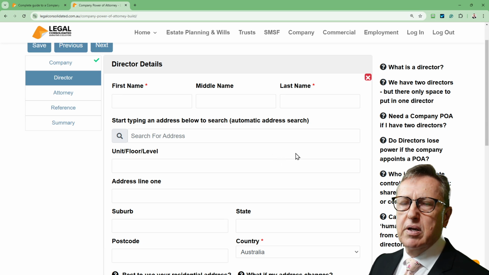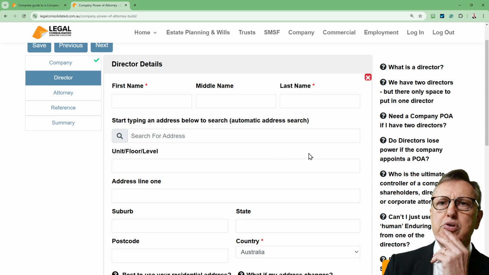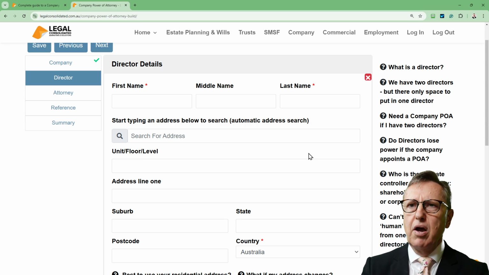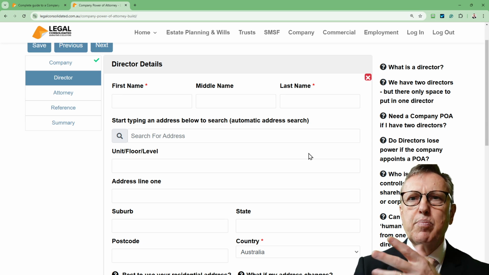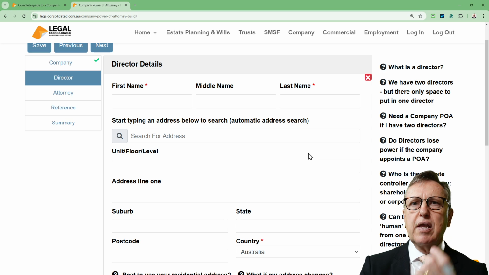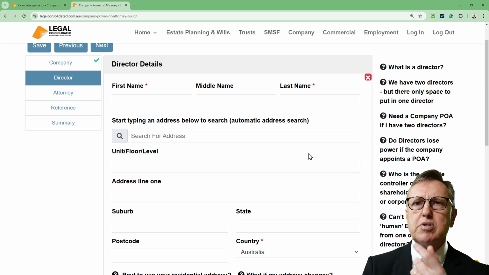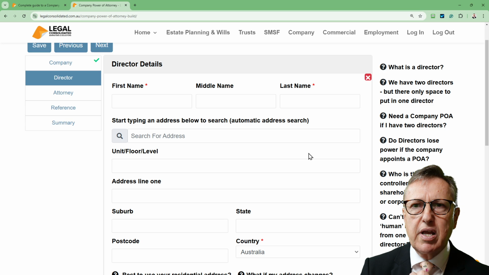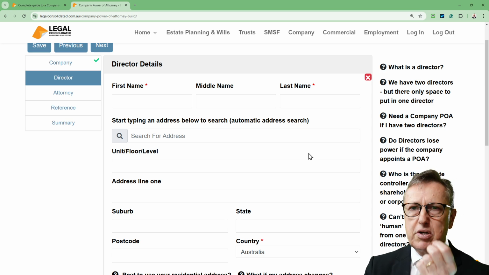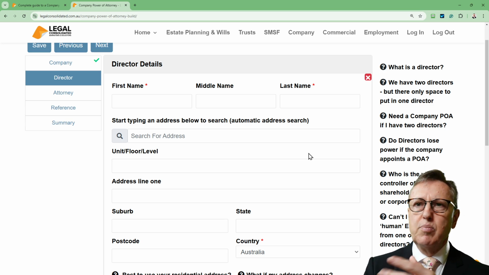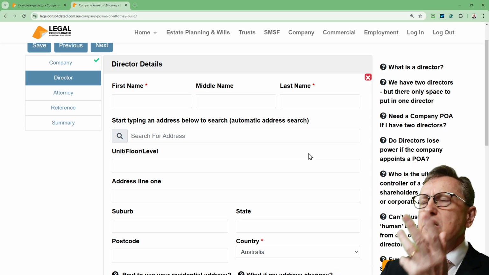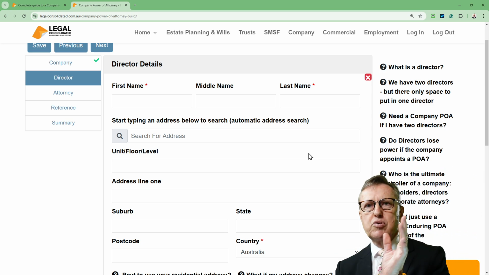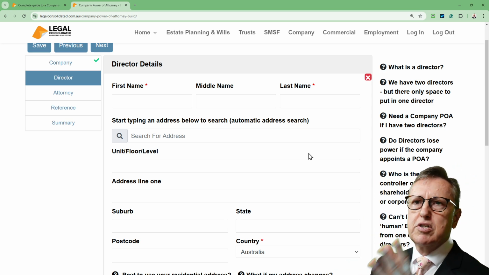What is a director? Is the director the person you appoint, like the attorney? No, the director is the person that carries out the day-to-day management of the company. Is it the shareholder? No, the shareholder owns the shares in the company. The director carries out the duties. Maybe it's the same person, but a director is separate. So don't get confused between director, attorney, and shareholders.